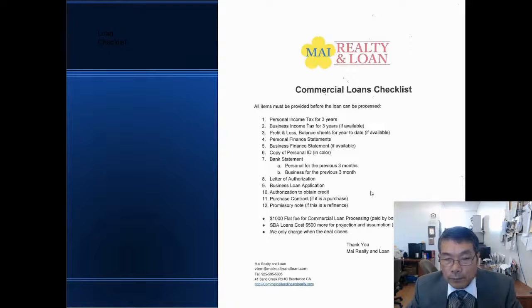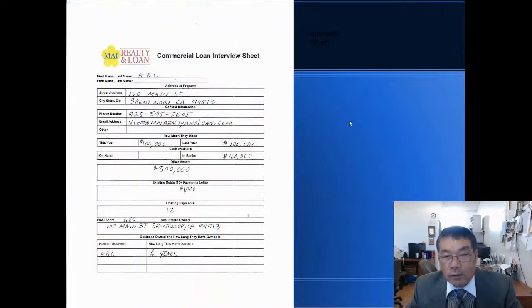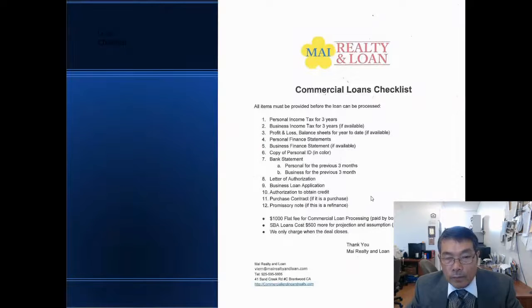The bank statements, 3 months of bank statements. Then the forms, numbers 9, 11, and 12: the letter of authorization, business loan application, and authorization to obtain credit, and the purchase contract if available, if there is a purchase. We have all these three forms provided to you. And a note: if they do a refinance, we need a note from the current lender. We want to know the loan, rate, and term, so we can offer a better term for them.